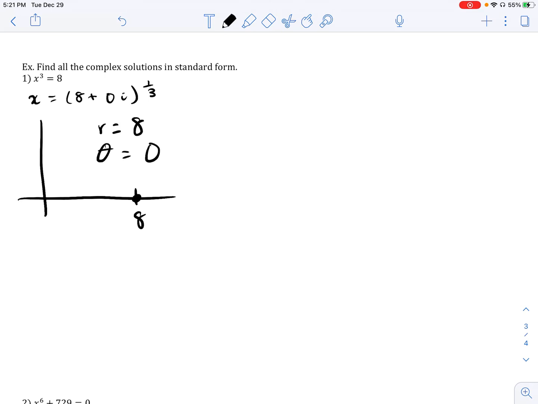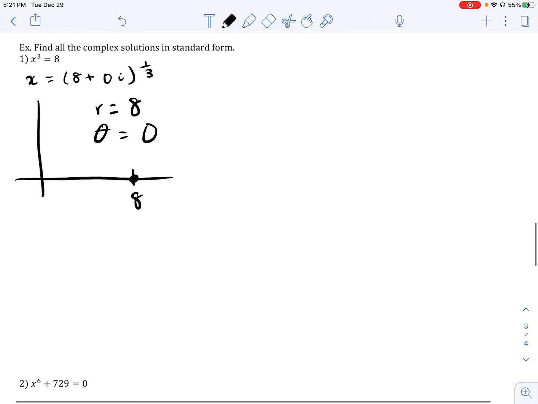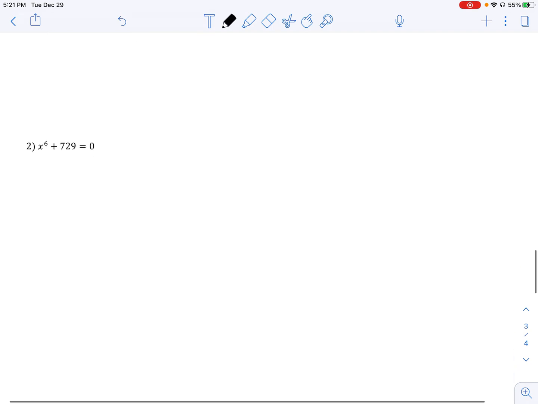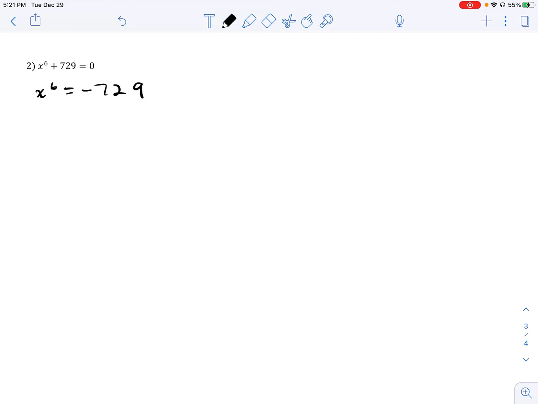So go ahead and try these next two examples on your own, where you are finding all the roots. For the second problem here, just to get you started, as a bit of a hint, understand that this would mean that x to the sixth is equal to negative 729. Already, just by taking the sixth root of both of these sides, we can get plus or minus 3i as two of the roots. There will be 4 more.